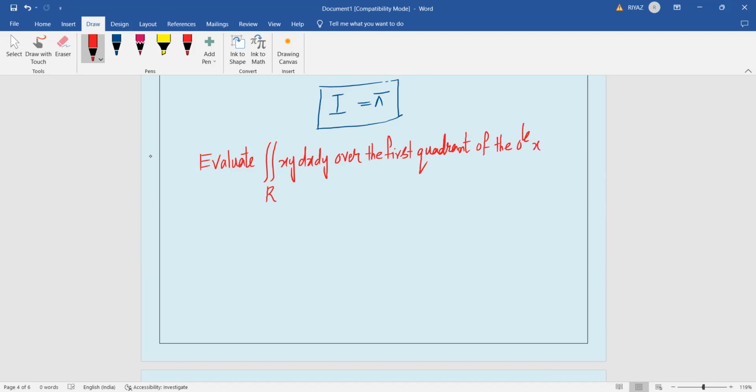x square plus y square is equal to 4. This is the question. So you see, we don't have the limits to integrate right now.